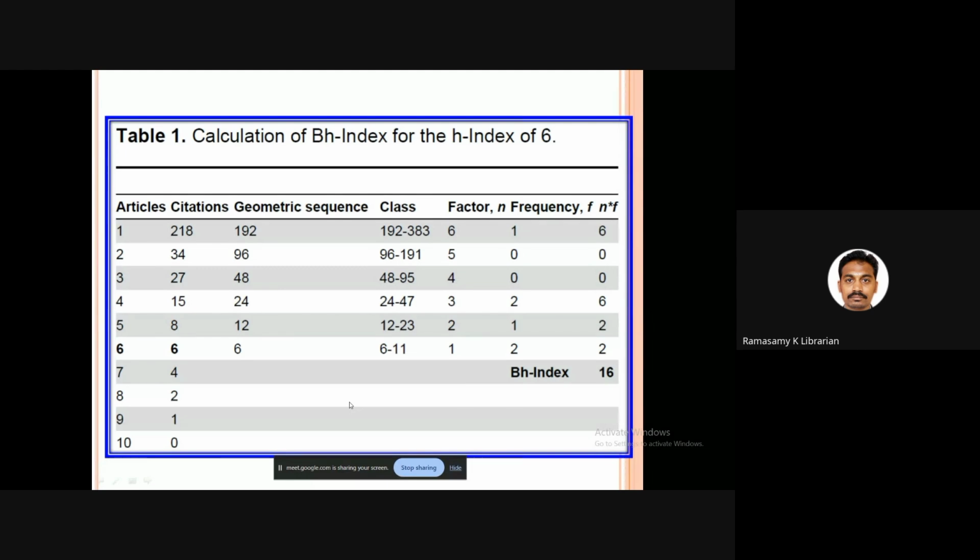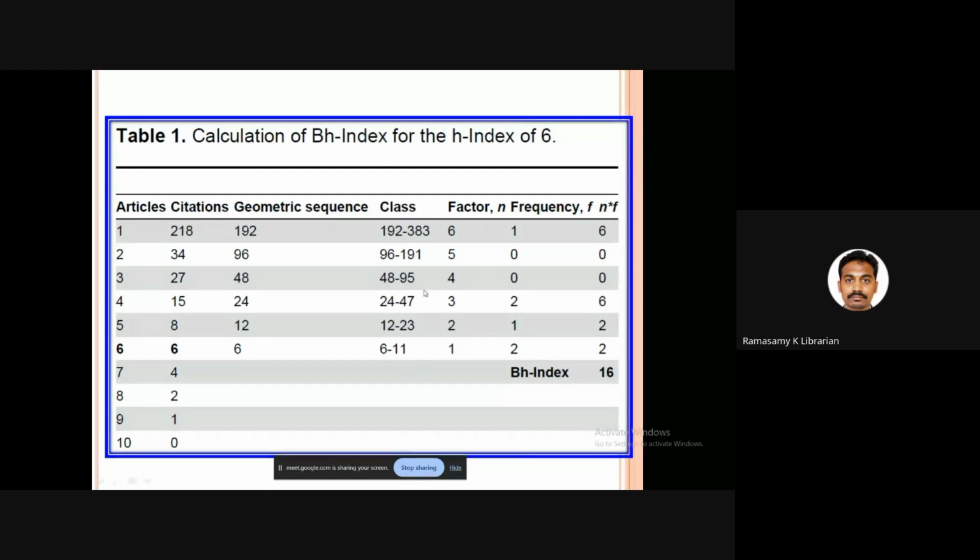Now, we are going to give weightage to each and every frequency class. If a paper is getting 192 to 383 citations, you give 6 points. If there is a paper with only 6 to 11 citations, you give only 1 weightage. That means Bharati proposes to give weightage to every paper based on the number of citations received by that particular paper. Because a paper with 10 citations cannot be given the same weightage as a paper with more than 300 citations. So he is insisting on this particular weightage method.